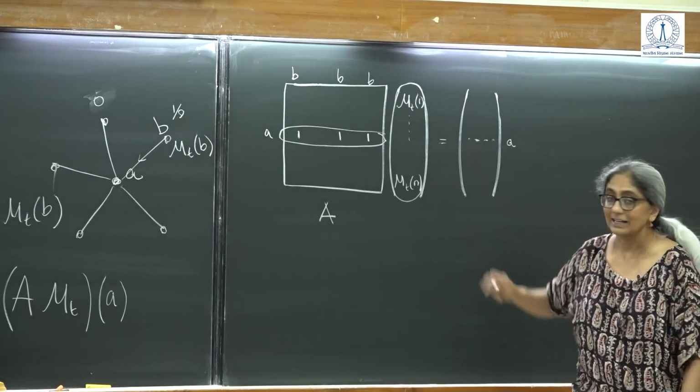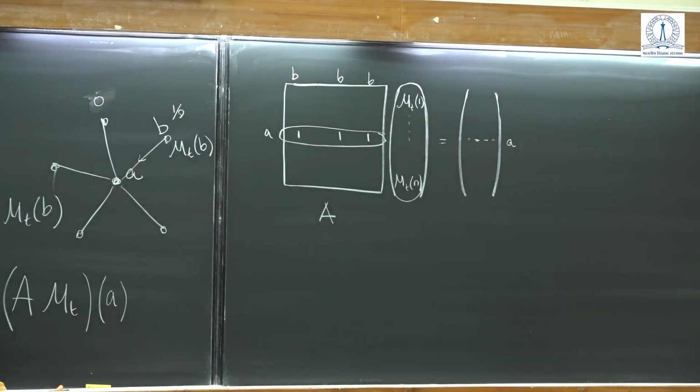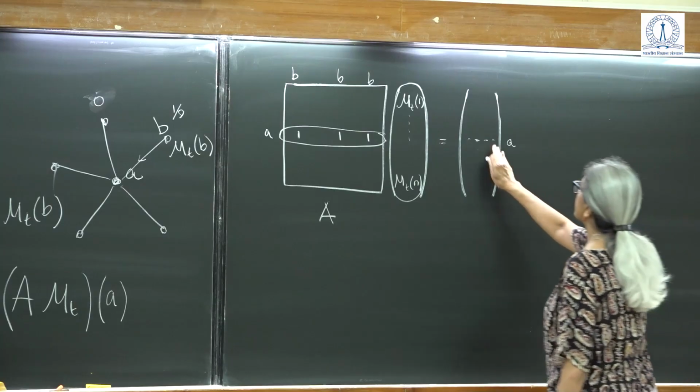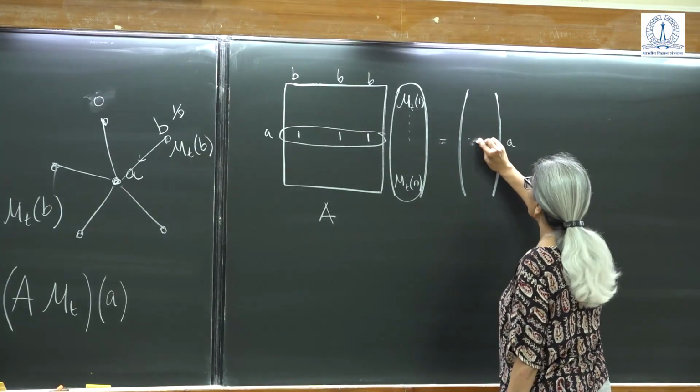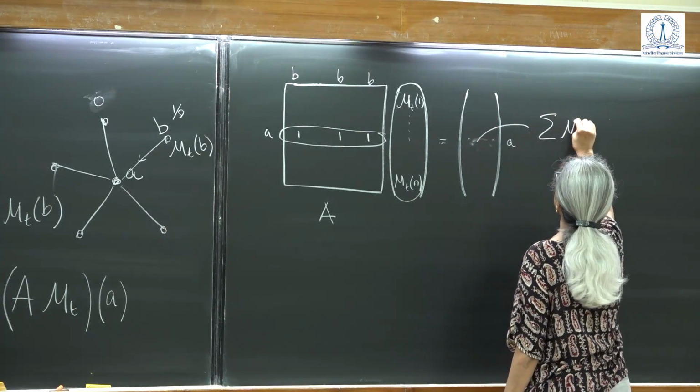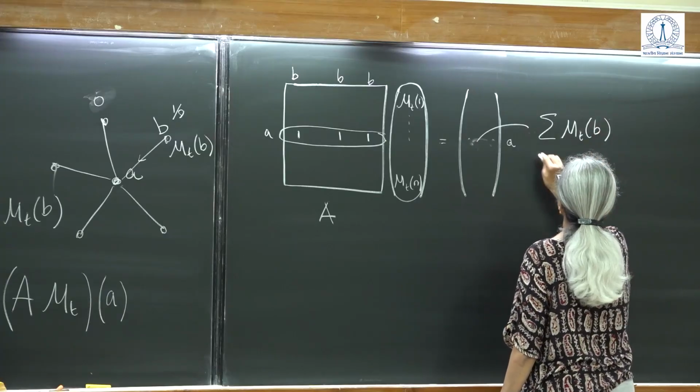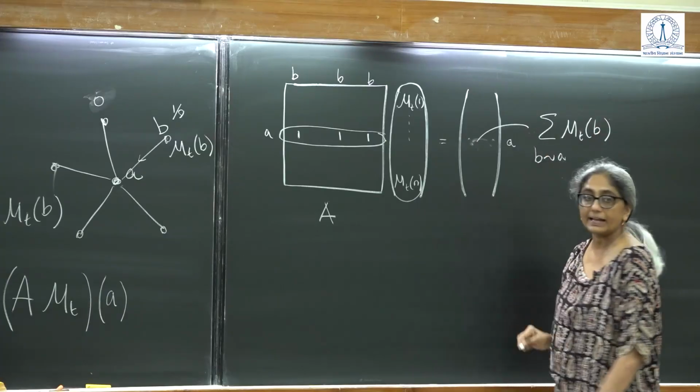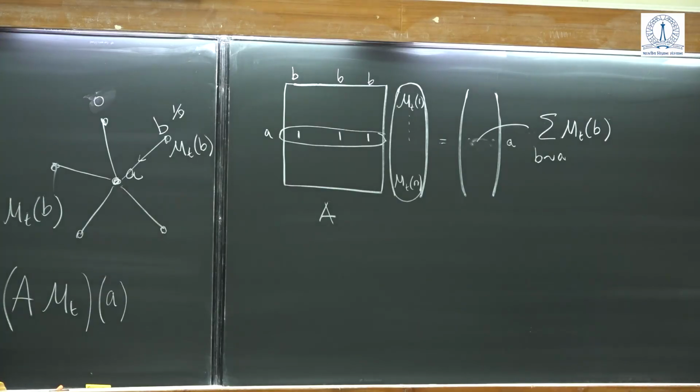And that is exactly going to pick up mu t of B for every B that is a neighbor to A. Is that okay? So in this position, we will see exactly the sum of mu t of B, where B is a neighbor of A. That's another way to write neighbor. You write B tilde A means that B and A are related by an edge. Is this okay? So that's what it is.